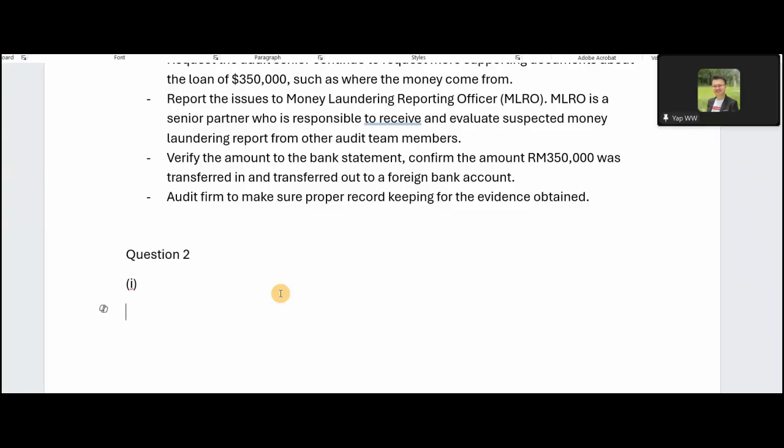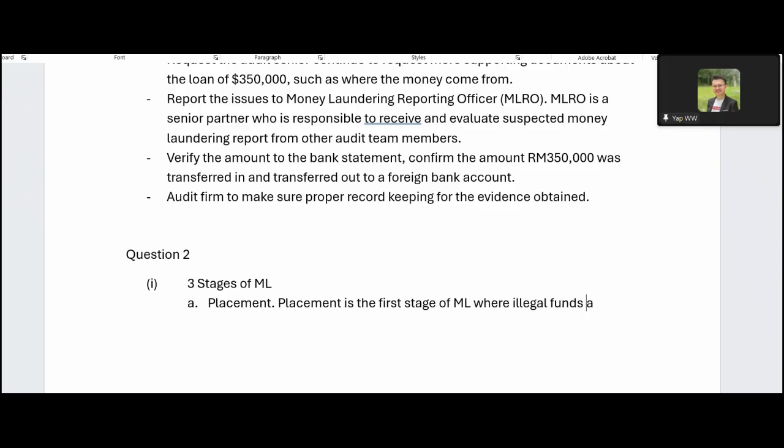What are the 3 stages? 3 stages of money laundering. Okay. First, placement. Placement is the first stage of money laundering where illegal funds are introduced into the financial system through the cash intensive business.